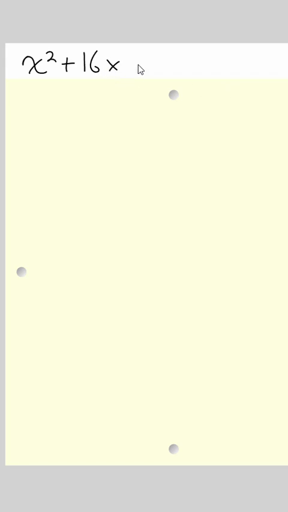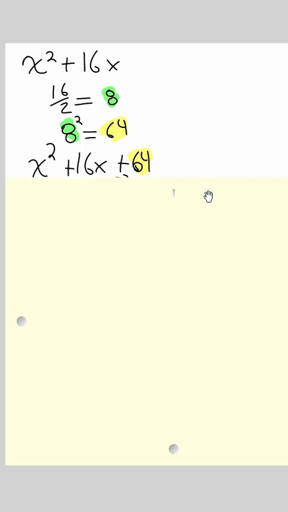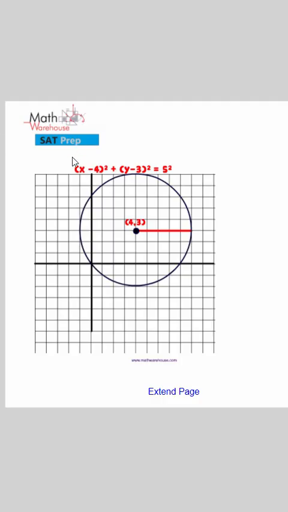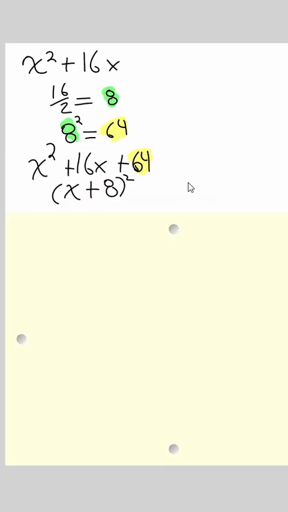Again, the key is the coefficient before the x, which is 16. Divide that by 2 to get 8. Square that, 8, to get 64. And now add that to the end of the expression, x squared plus 16x plus 64, which we can rewrite as x plus 8 squared. Again, our goal is to take the x stuff over here and make it something like that. And the key is to use this formula.